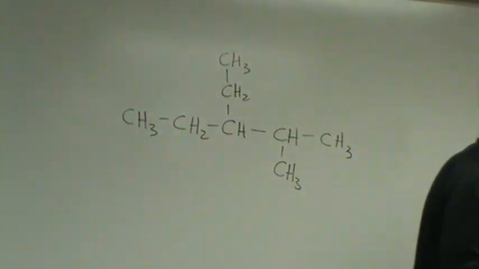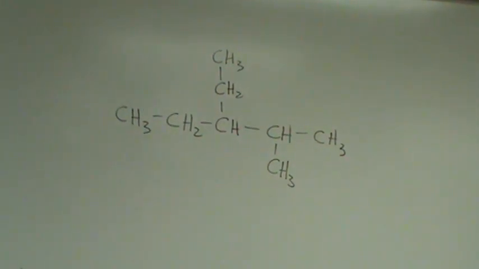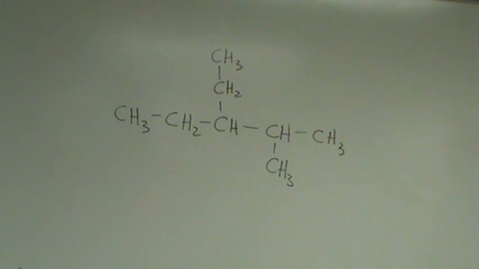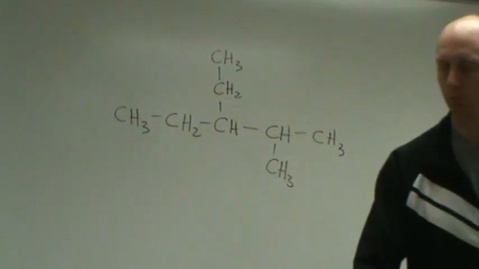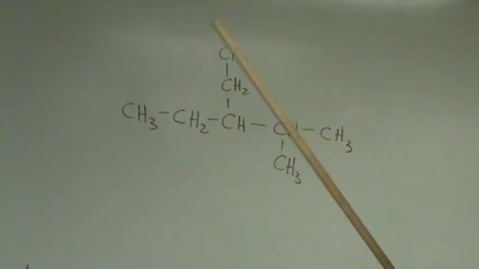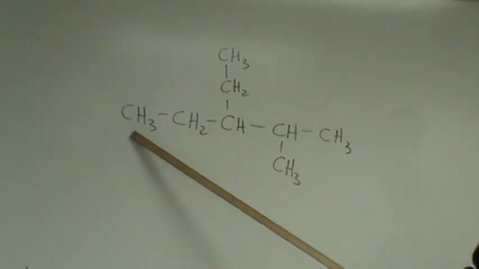Let's look at naming this one here. A little simpler molecule, but it will demonstrate a purpose here. So remember the first rule to name the molecule. What do you do? Circle the parent chain. So let's find the parent chain. Start at an end.